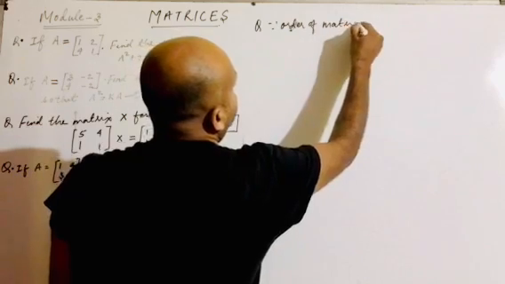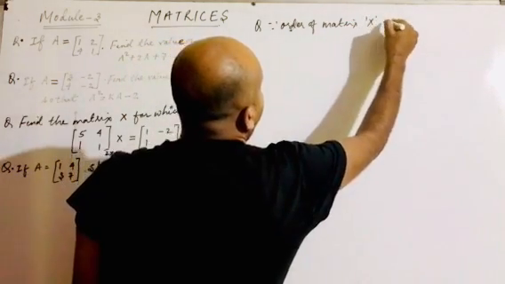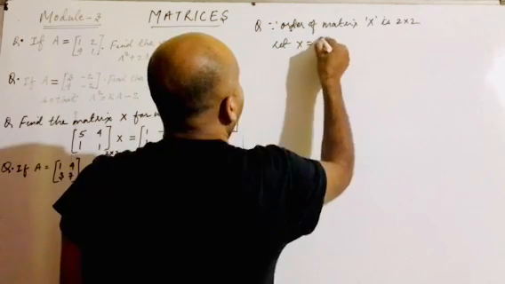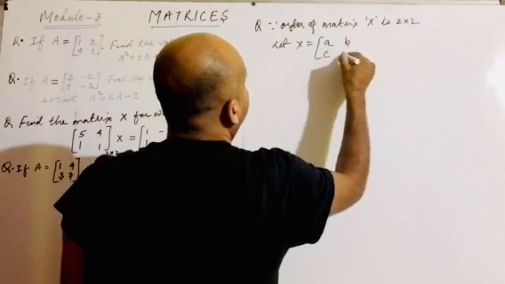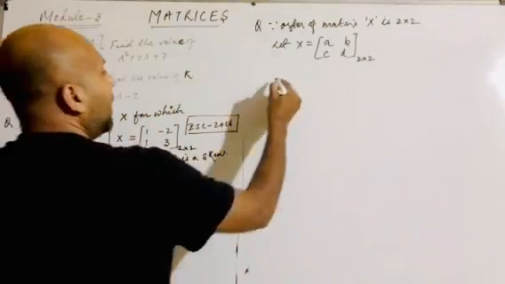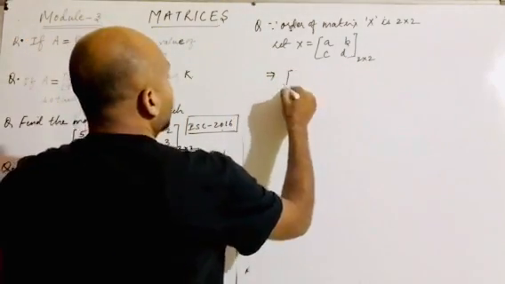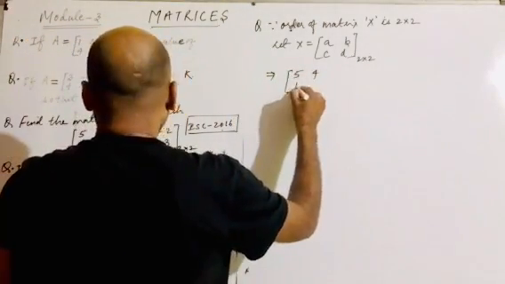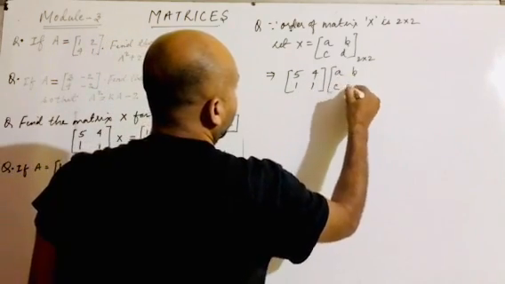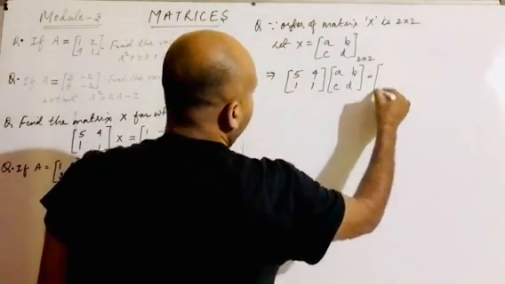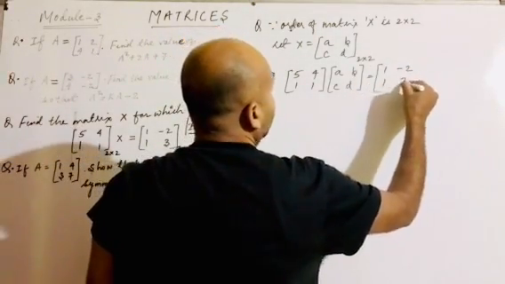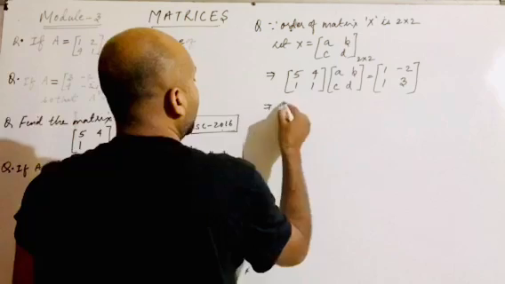Since the order of matrix X is 2 by 2, I'll write X as A, B, C and D, assuming an order of 2 by 2. Now let us substitute the values here. This is 5, 4, then 1 and 1, times X, which is A, B, C and D, and that equals the given matrix 1, -2, 1 and 3. Is it clear?